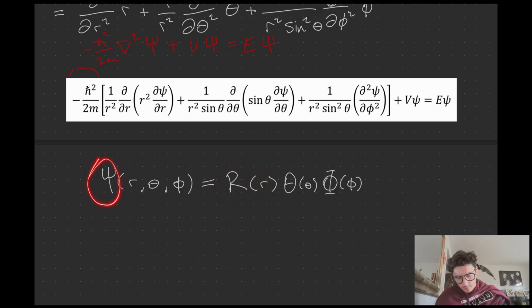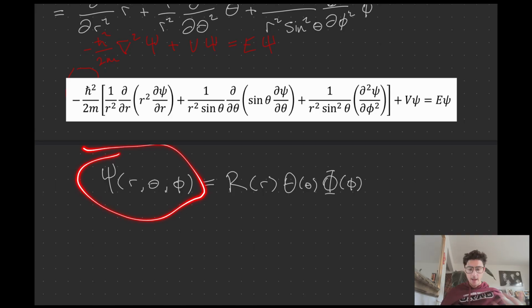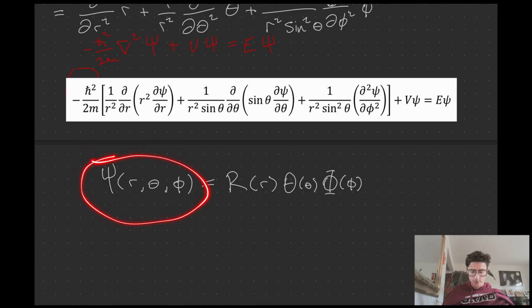So psi can be split up into a component R, which depends only on the radial component, a function we'll call Theta, which only depends on theta, and a function called capital Phi, which only depends on the phi variable. Why are we doing this? We will see. Now we made this kind of guess. We are guessing that the wave function can be split up into this format.